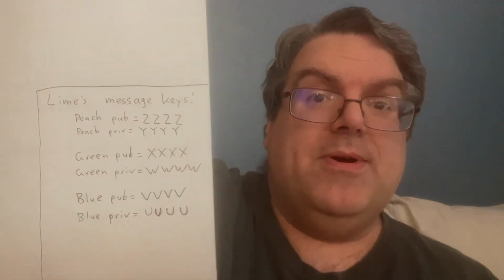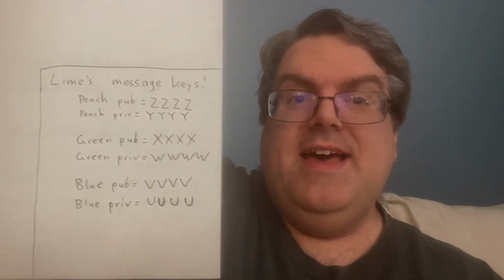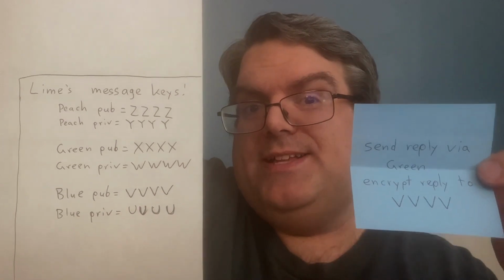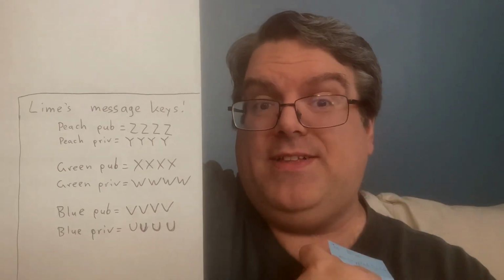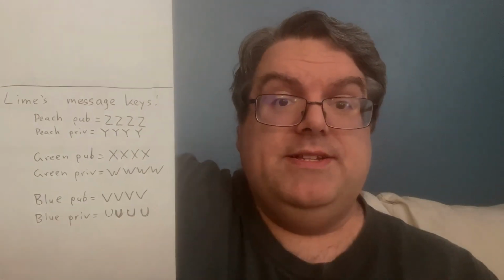So then I want to put this into the next node in the path to blue. And I'm going to include some instructions for blue. Send the reply via green, because that's the next node in the path. And encrypt your reply to VVVV. That is one of our message keys, the message key that I've created for blue. This is just the public key. It's not the private key. I'm keeping the private key for myself so that me, Lime, is the only one who can decrypt it.